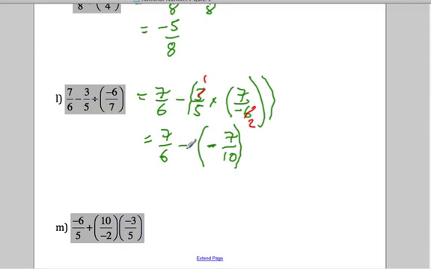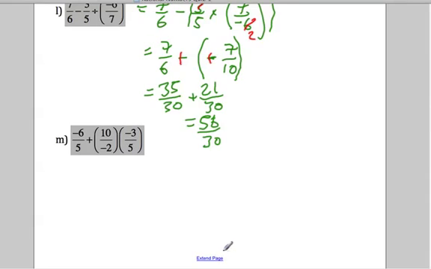Again, we have a subtract the negative, so that is the same as add the opposite, so plus positive. And our common denominator is going to be 30, so we have to multiply top and bottom by 5. So this will be 35 over 30 plus 21 over 30 is equal to 56 over 30. And those are two even numbers, so you should recognize that both are divisible by 2. So this is 28 over 15.